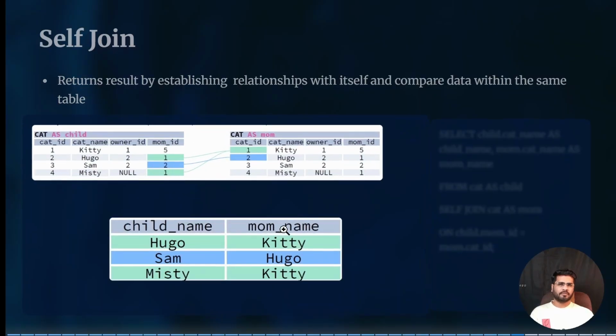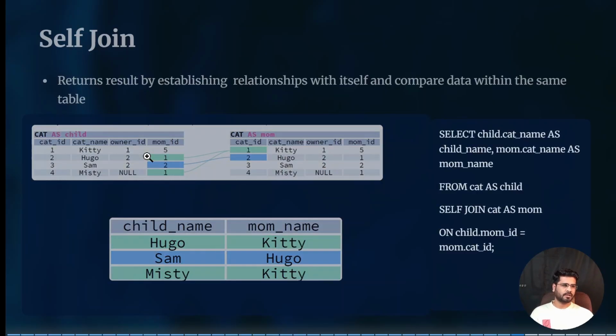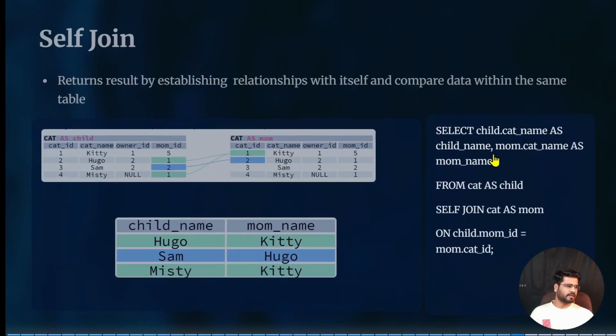So let's say we have the cat table and this table contains the name of the cats. Now, let's say there are some cats which are mother of some other cats, which can be determined from the mom ID column. Now, in order to establish or determine who is the mother of which cat, we need to apply the self join. So, the syntax of self join is very simple. You have the fields that you want to select, and then you give different aliases for the same table that we are joining using the self join, and then we give the condition.